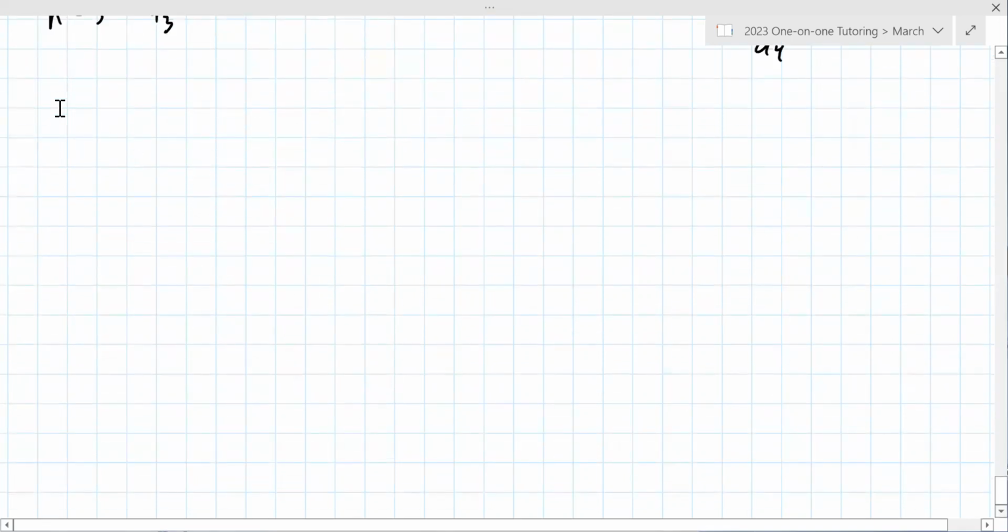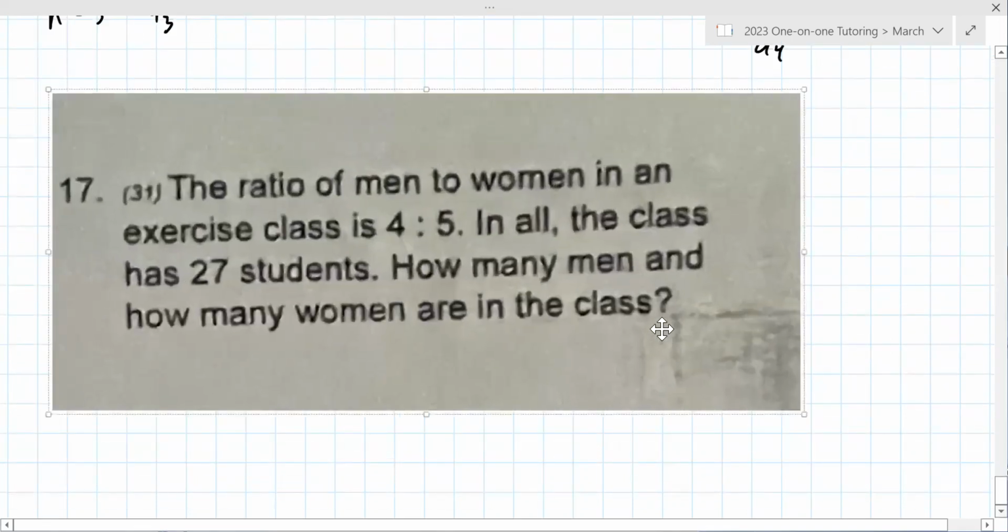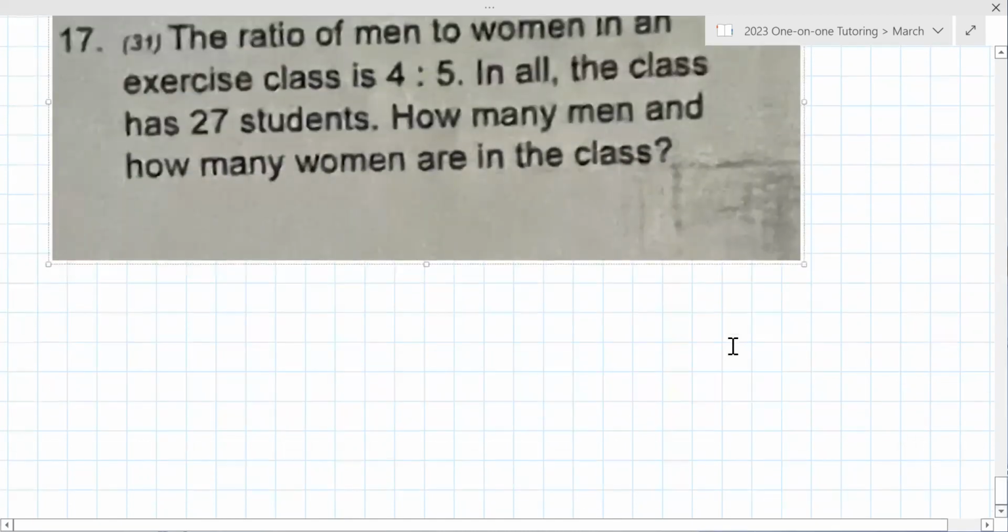I don't think that many men go to an exercise class. All right, sorry, that's not relevant here.